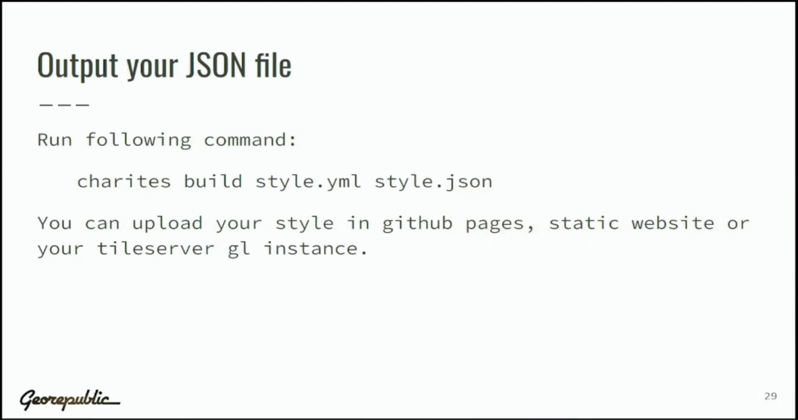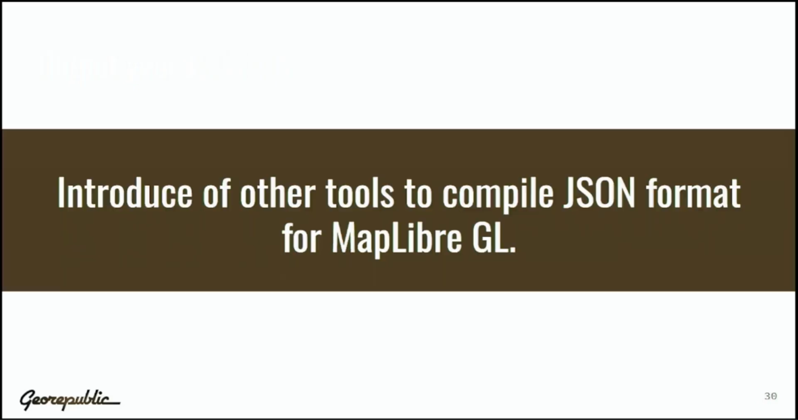For output JSON, run Charites build to build your style into a JSON file. You can upload your style to GitHub Pages as a static website, or to your tile server GL instance. So it is an easy use case of Charites. And I introduced another tool to compile the JSON format for MapLibre GL.